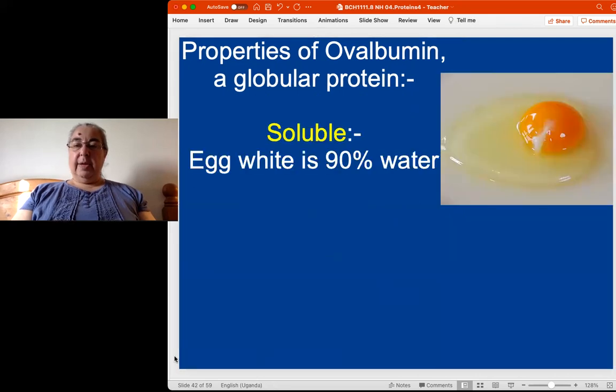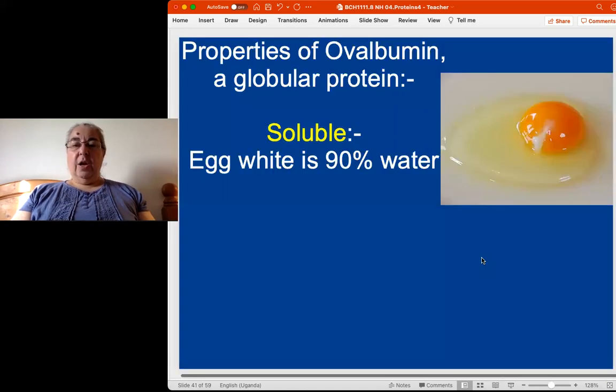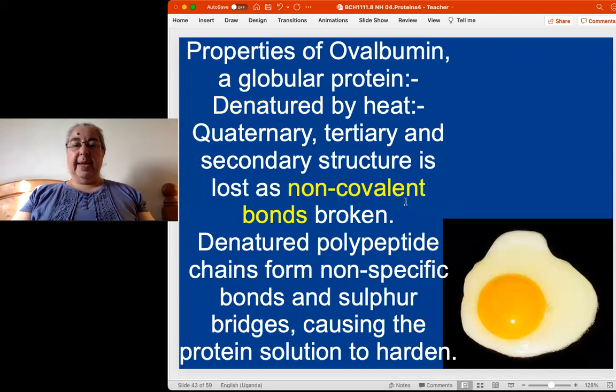Okay, so if I go back to this diagram, you'll remember that all these elements of secondary structure are held together by non-covalent bonds, by hydrogen bonds, by van der Waals forces, by ionic bonds, and so on. So the structure is held together by non-covalent bonds. When it's heated up, the peptide bonds that form the amino acid chain are not damaged by the amount of heat that it needs to cook an egg. But all the non-covalent bonds that help it to form this structure, they're broken, they're denatured by heat.